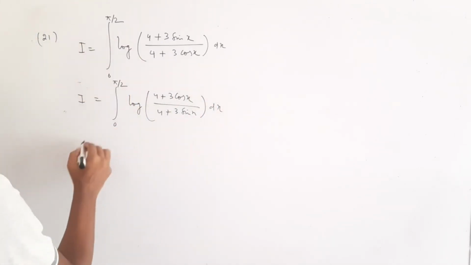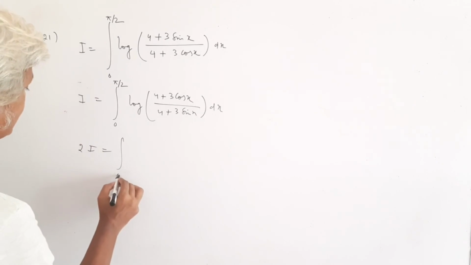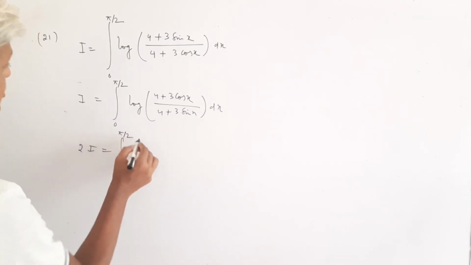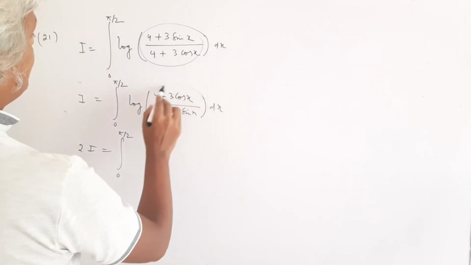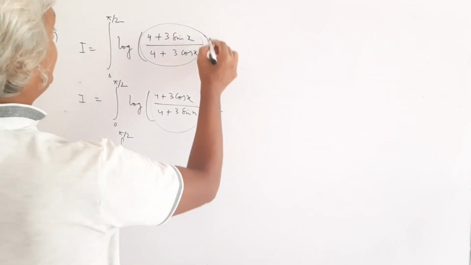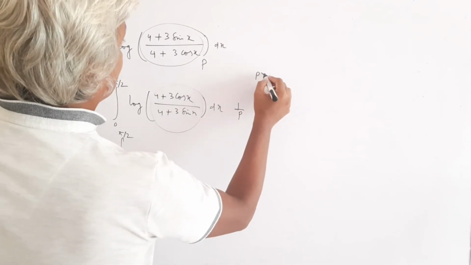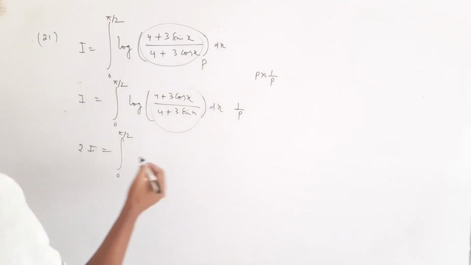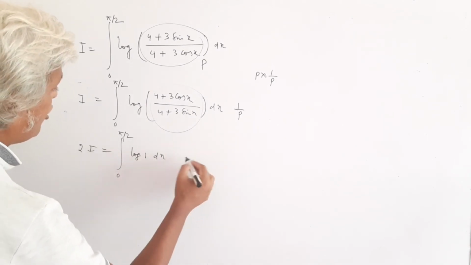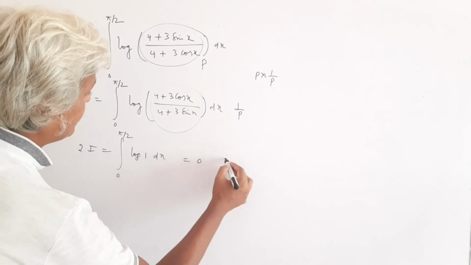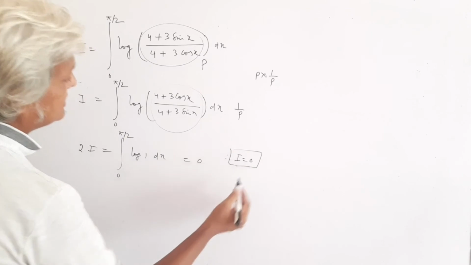Now just add them. Since there is log, they will multiply, 0 to pi by 2. And now you see, whatever this is, the other is just opposite of itself. So if this is p, this is 1 upon p. So the product of p and 1 upon p becomes 1. So this becomes log 1 dx. Log 1 is 0, so this is 0, therefore I is 0. So this is the answer.